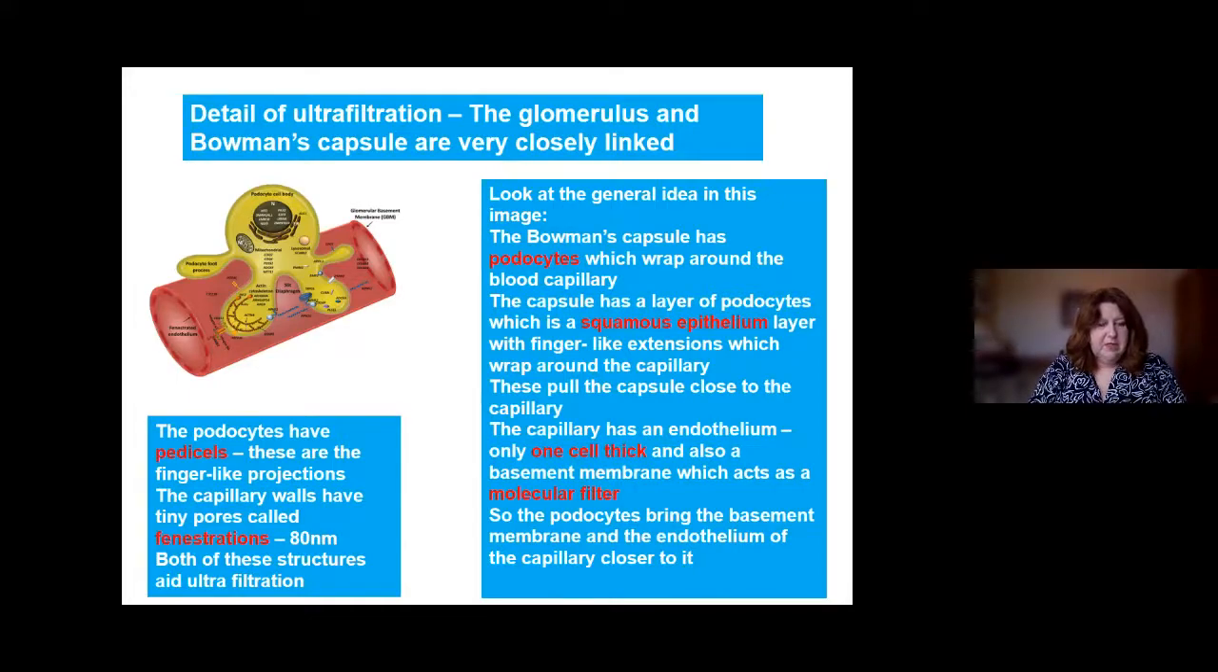So I think I've probably said everything there, apart from the fact that the capillary that you can see in pink in that diagram has little pores, which we call fenestrations. They're small, but large enough for the substances we've been talking about, the glucose and the amino acids and the water and the urea, to travel through from the blood capillary into the Bowman's capsule, and then through into the nephron.